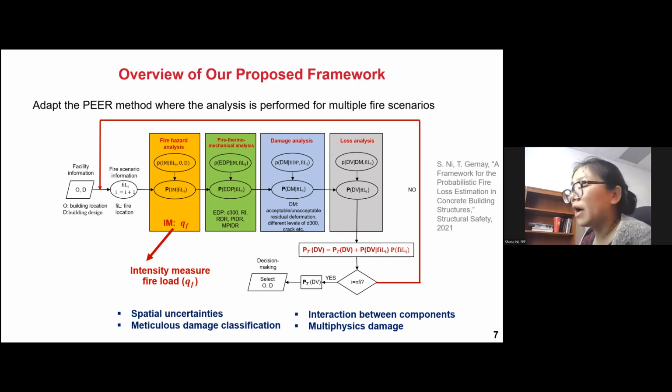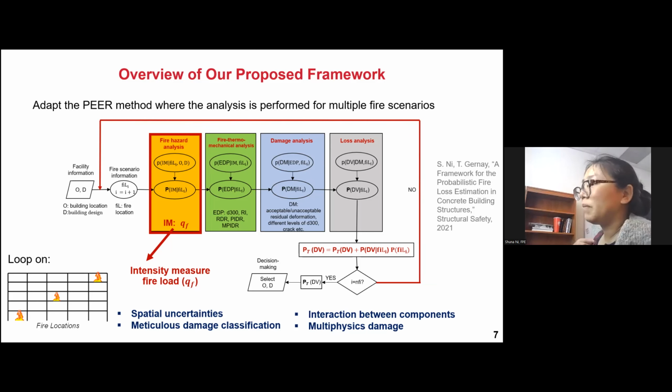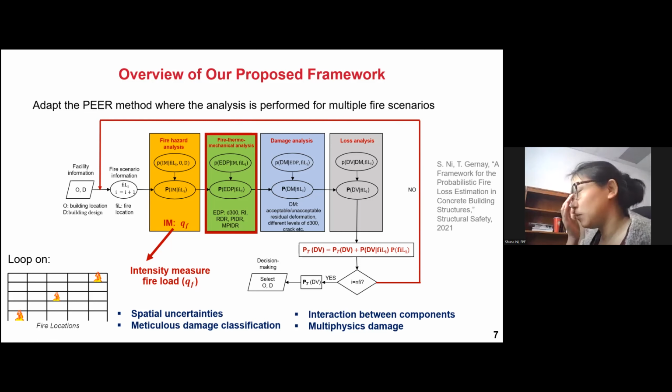So in order to consider those spatial uncertainties, we consider the different scenarios, and this first step is repeated for the different scenarios and ultimately helps us to estimate the fire losses. The first part in this framework is the fire hazard analysis. It mainly tries to identify the probability that a fire happens, which is not my research focus. Usually you can do this using FDS to consider the uncertainty of fire load or ventilation condition, and ultimately you can figure out the probability that a fire happens.